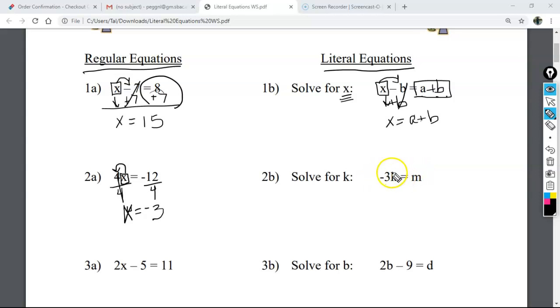Same type of problem over here, and how it looks when you do not have any constants or numbers in there is we still have, all right, box the variable k, see what needs to go, negative 3. I'm going to divide both of these sides by negative 3. These cancel out. I have k equals, and there's nothing I can do here except leave it. k equals m over negative 3. Literally, we just shifted things around to isolate the variable that they asked us to solve for.